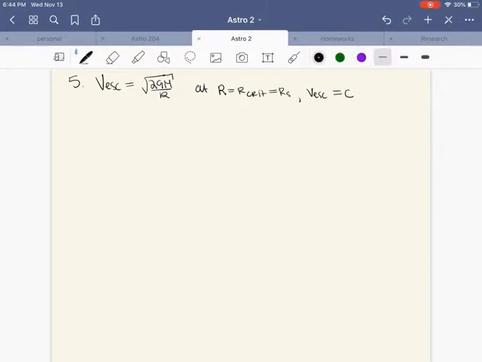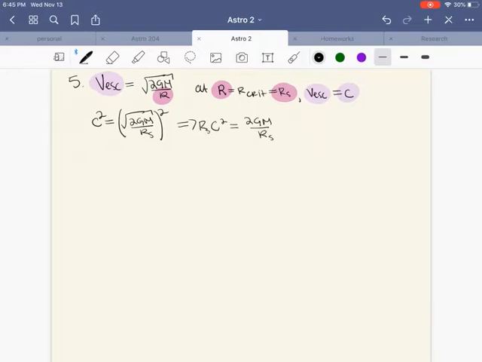So I'm going to sub in c for escape velocity, and for r, I'm going to sub in this Schwarzschild radius. Now I want to isolate the Schwarzschild radius, get it all by itself on one side of my equation. First, I'm going to get rid of this square root, so I'm going to square both sides. It gives me c² is equal to 2GM over R Schwarzschild.